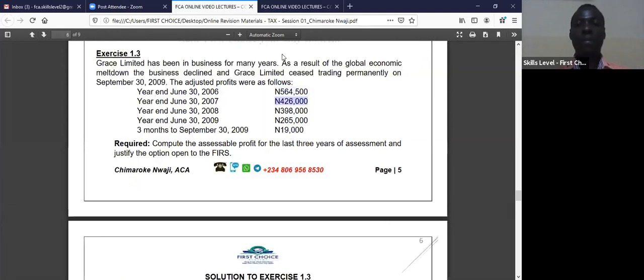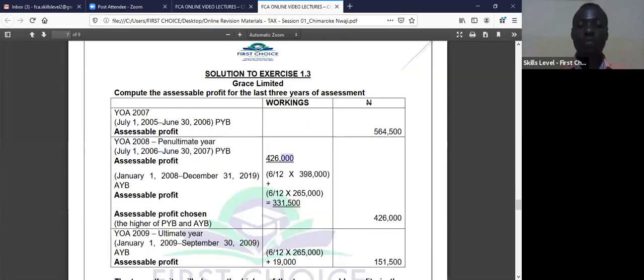So you come here and you put the figure here. Mind you, I have not put it here yet. Now, because you have realized that this is the penultimate year, you will come back and say, okay, the law says that in the penultimate year, after doing PYB, you will come to actual year basis.